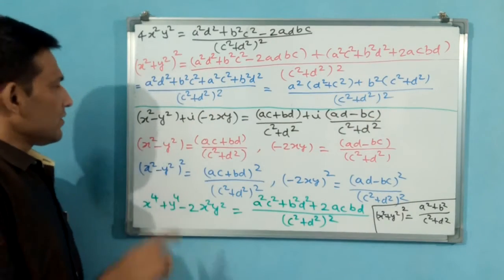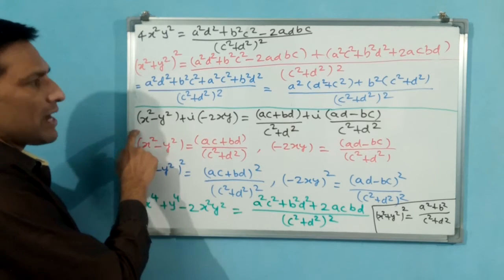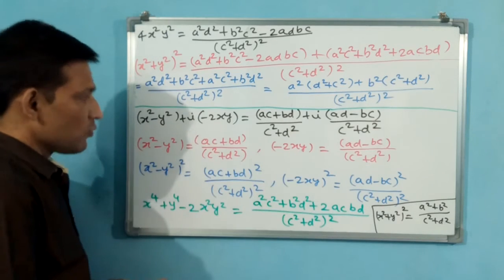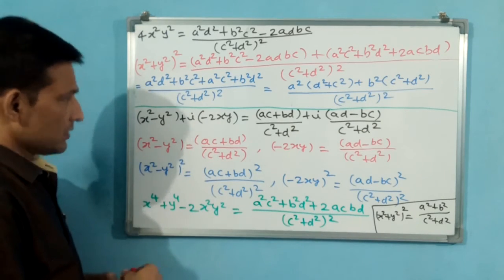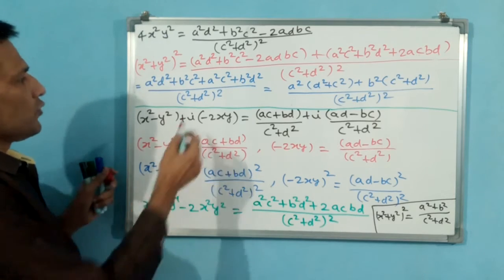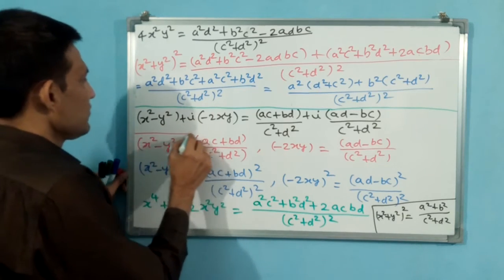Now you note down up to this black color. I am going to remove this also. I am going to remove this also. I don't have space.